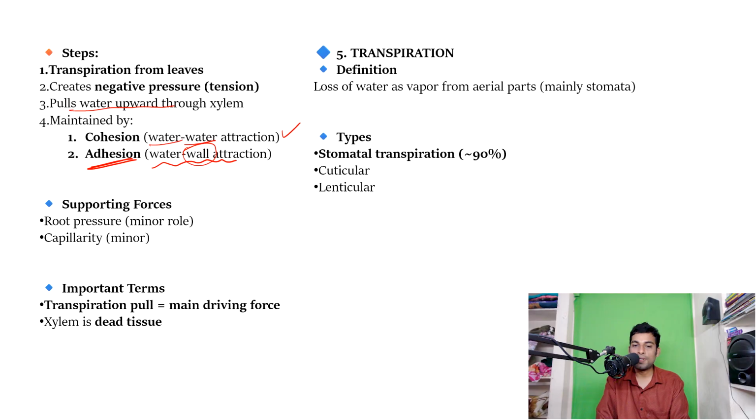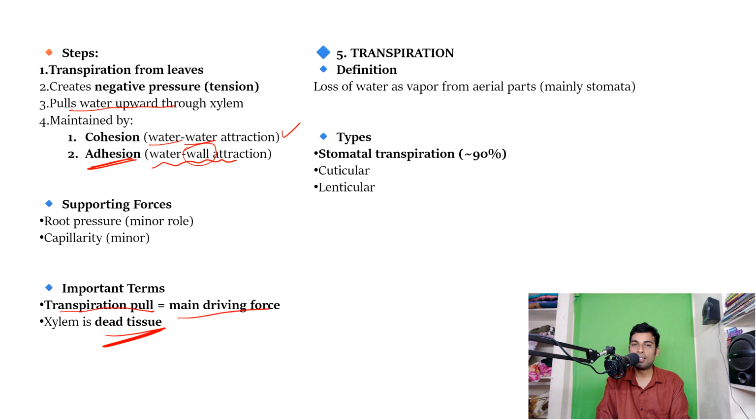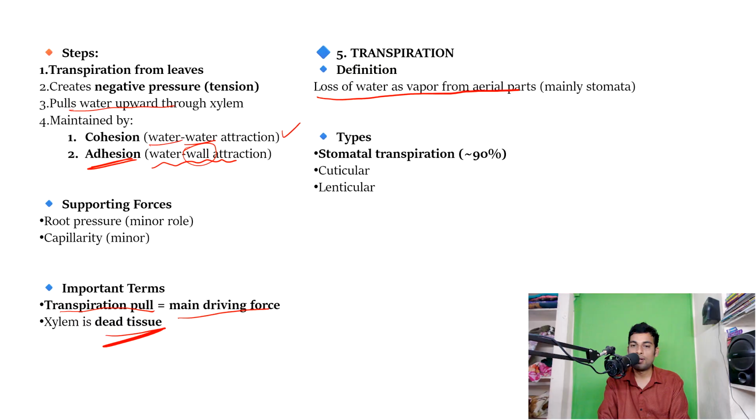Important terms: transpiration pull, the main driving force. So it is the main driving force for the transportation of water. Xylem is a dead tissue. Okay. Fifth point is transpiration. The definition of transpiration is loss of water as vapor from the aerial parts. Aerial parts means they are at the top, at the air level, at the atmospheric level.